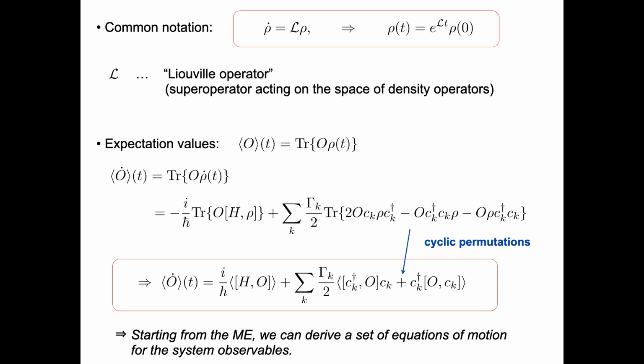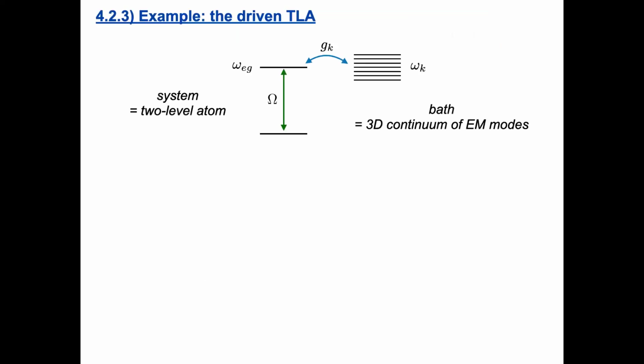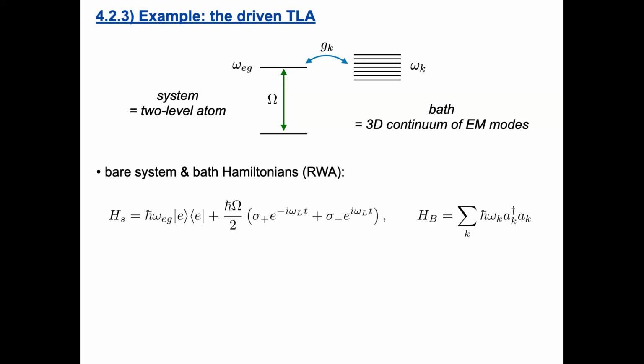Okay, so this is everything quite general. So let's now go back and apply this to a specific system. Our standard case is the two-level system coupled to a 3D continuum of electromagnetic modes. In this case, compared to the Wigner-Weisskopf theory, we now also have a driven system, so there can be some driving fields, and we have the coupling to the vacuum modes.